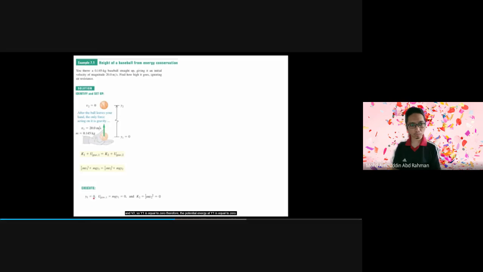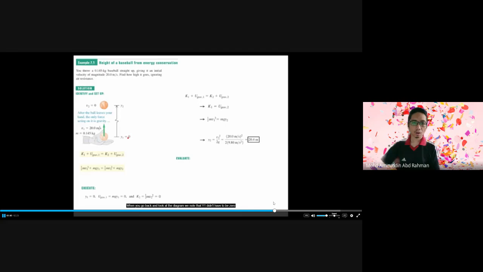So y1 is equal to 0. Therefore, the potential energy at y1 is equal to 0. The kinetic energy at 2 is equal to 0 because the velocity at position 2 is equal to 0. So our mechanical energy equation greatly simplifies. We simply have K1 is equal to the potential energy at 2.